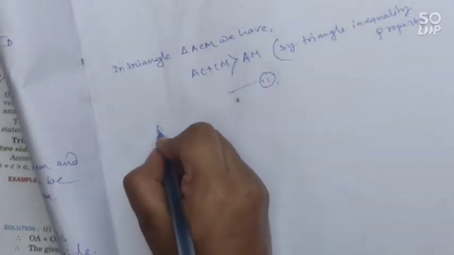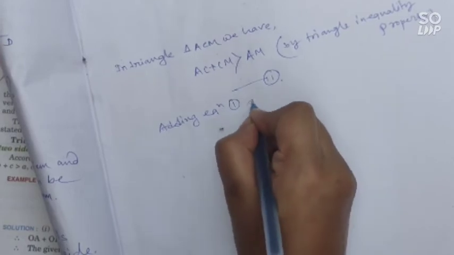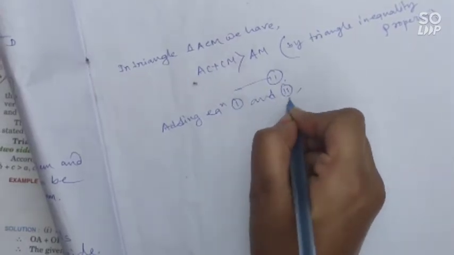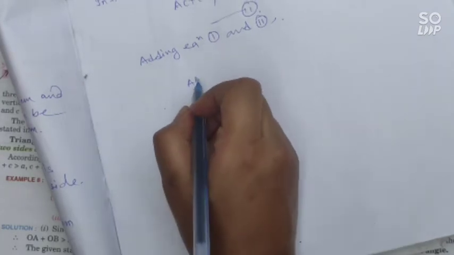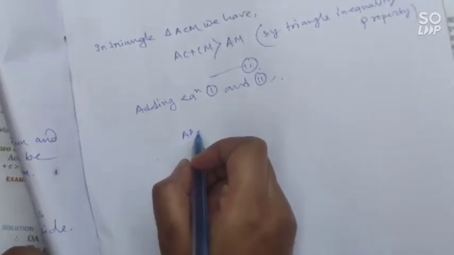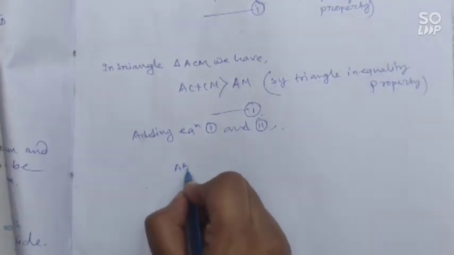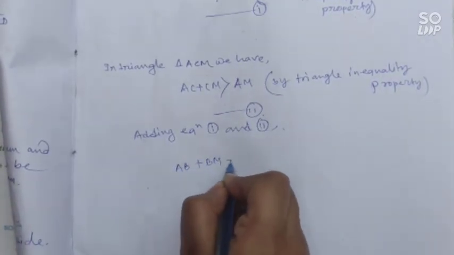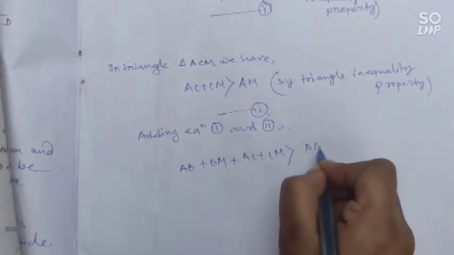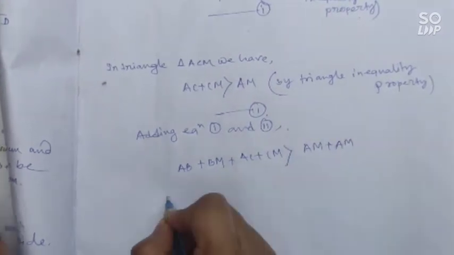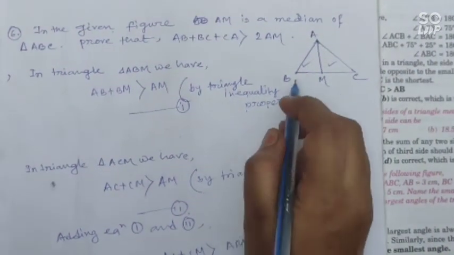So now adding equation 1 and 2, we have AB plus BM plus AC plus CM greater than AM plus AM. Okay, now look at this figure.